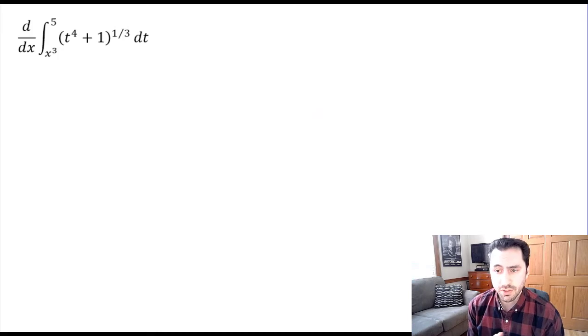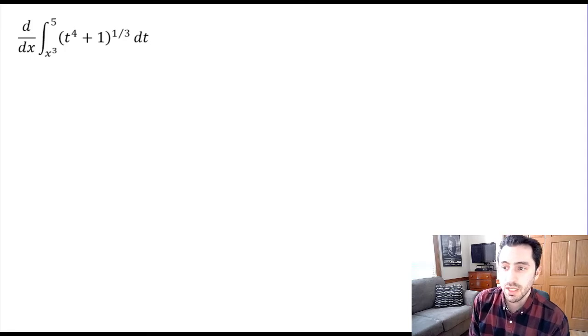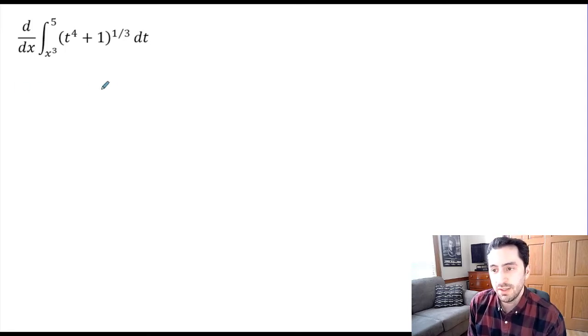Okay, so here's my example. I have d over dx of the integral from x cubed to 5, and then on the inside we have t to the 4th plus 1. That is all raised to the 1/3 power, and then we have the dt in the back as well. So there's a couple things that we need to note right away about this. The first one is my lower bound is the variable x cubed, and then the upper bound is my constant.